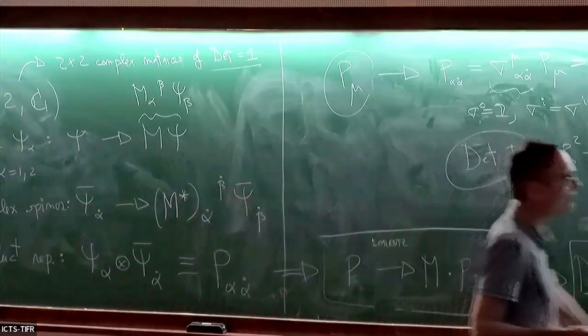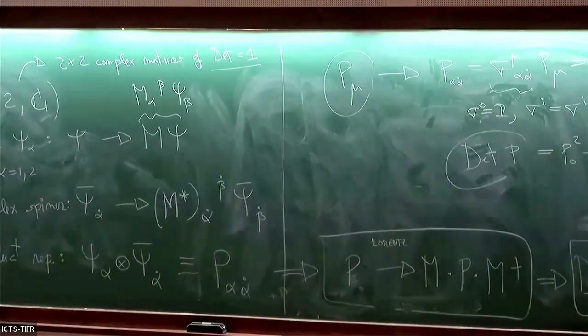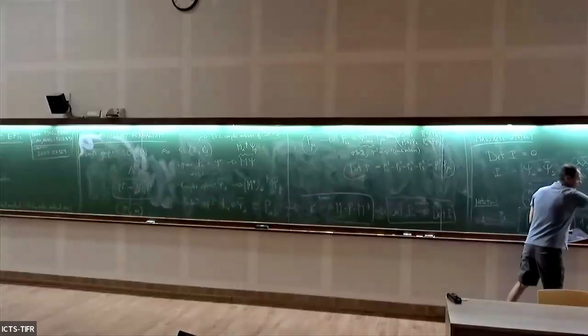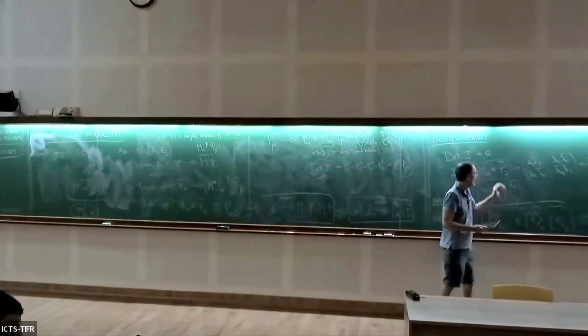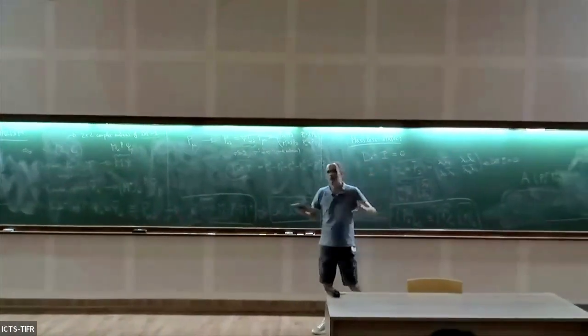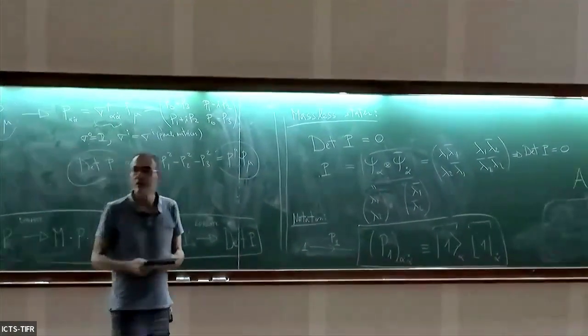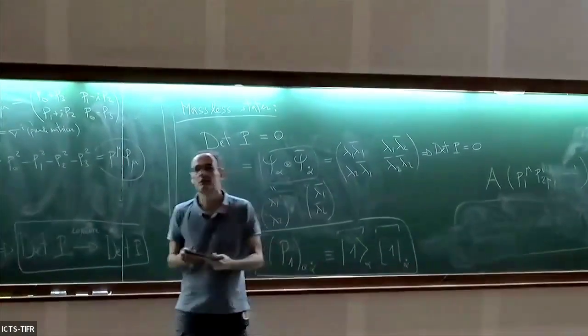I can write it as a function of these two columns only if the determinant is 0. If I want to go to theories where the determinant is not going to be 0, I will have to write it not as a function of these two guys, but of more things. Because as soon as I write a 2 by 2 as a tensor product of two vectors, the determinant becomes zero.